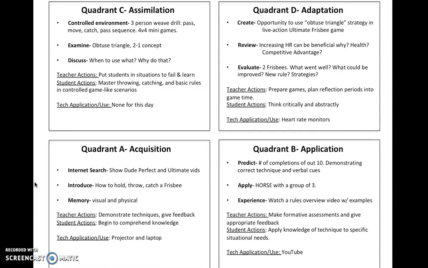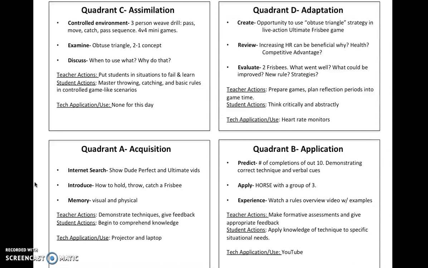Teacher actions: demonstrate techniques and give feedback. Student actions would be to begin to comprehend the knowledge provided to them. I guess before we get started, the quadrants are not all in one lesson plan. They definitely can occur in each lesson plan, but for the sake of the video, we stretched out the quadrants throughout the unit plan. So they're not necessarily day by day, but more so how the activities progress through the unit.